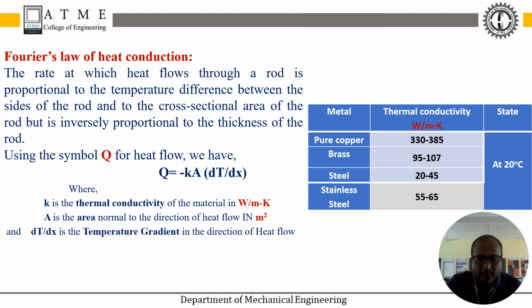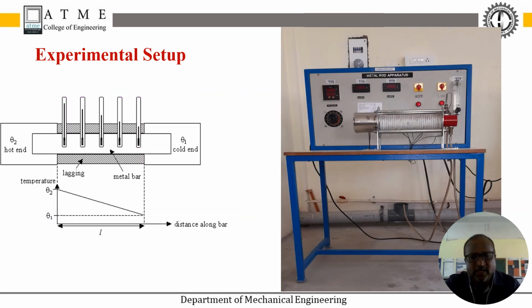Now, this is the setup we have in our lab to find the thermal conductivity of the given metal rod. As you can see, this is the complete setup mounted on a table, and in this part you have the rod here, but you cannot see the rod because it is completely wound around by a rope.